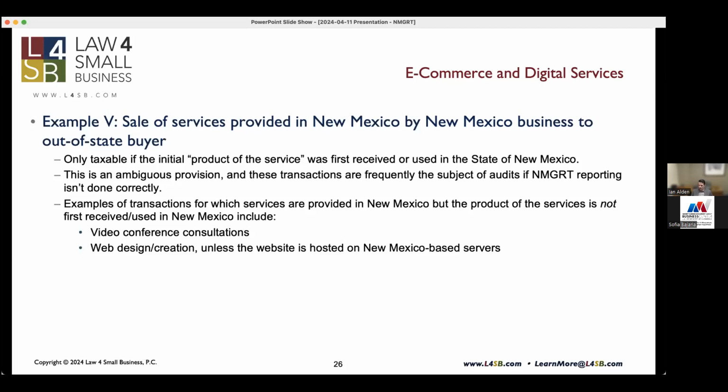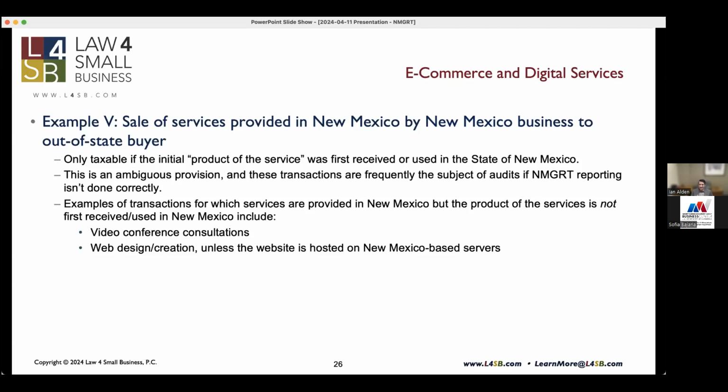This is a really weird one, and people really struggle with this. But as a general rule, if you're doing something like consulting or marketing or web design, unless there's an actual New Mexico tie to the end product, like if I'm doing web design or creation and then I'm going to host that website on my New Mexico-based web server, that might be taxable because the initial product of that is received in New Mexico where it's hosted. But otherwise, generally speaking, if I'm providing remote services for someone, it's not taxable.